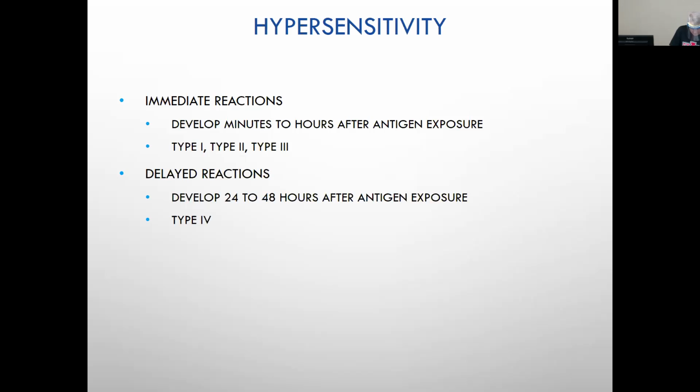Type 2, also known as antibody-mediated cytotoxic hypersensitivity. So type 1 is anaphylactic, type 2 is antibody-mediated cytotoxic hypersensitivity. And you're going, well, isn't IgE an antibody? Well, it is, but it's not part of type 2. Type 2 is IgG and IgM. You know those. They're the major players, especially IgG.